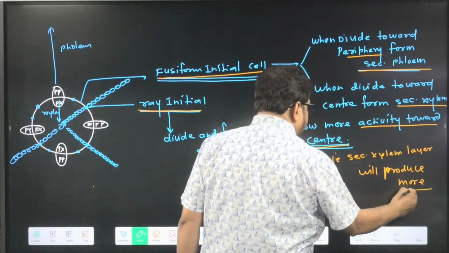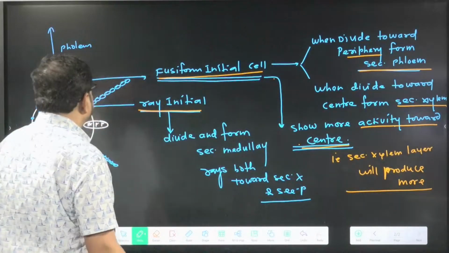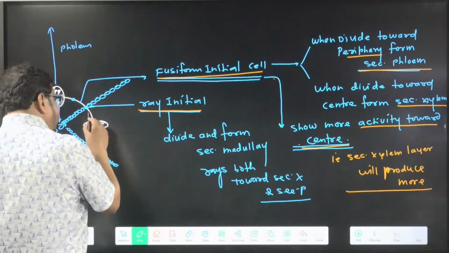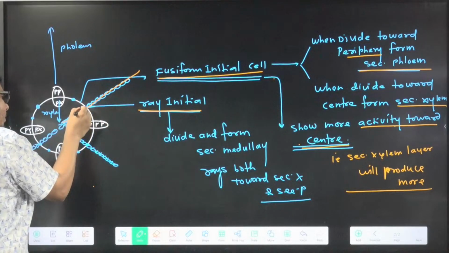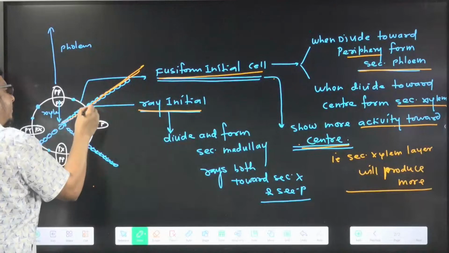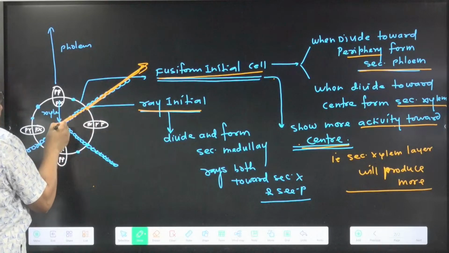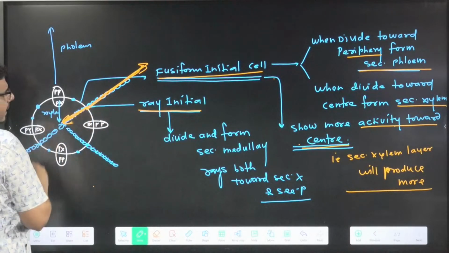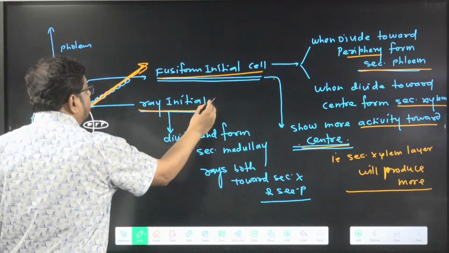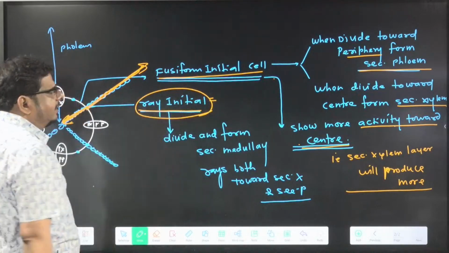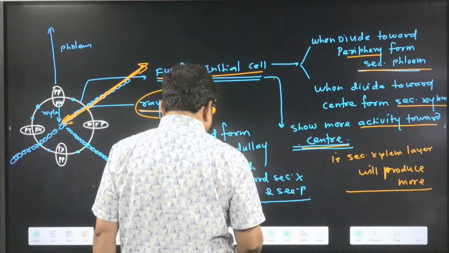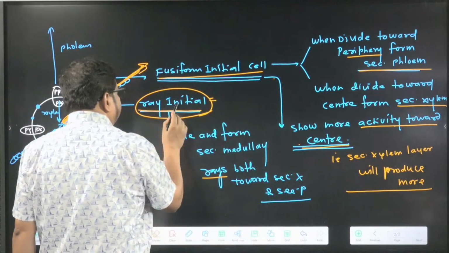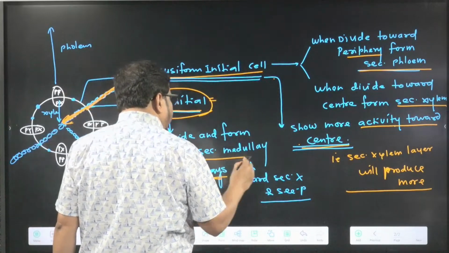Understanding the idea? Secondary xylem layer will produce more. Now ray initials are dividing towards secondary phloem also. From here, it is towards secondary phloem, and it is toward which one? Secondary xylem. Getting the idea or not? And it is responsible for lateral conduction. This is the secondary medullary ray, formed by ray initials.